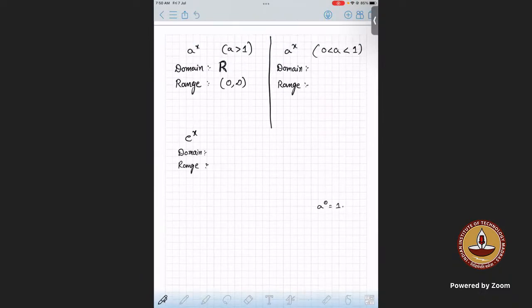Now I am asking for the x-intercept. There is no x-intercept, because the graph curve will not intersect the x-axis. Y-intercept? It is 1. Now compute all this when a is in between 0 and 1.